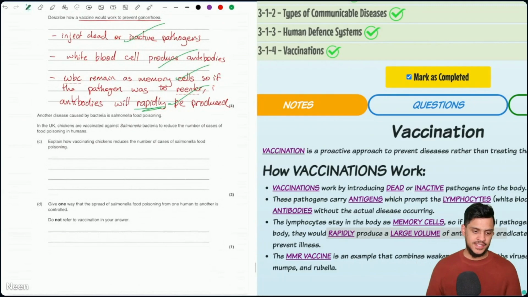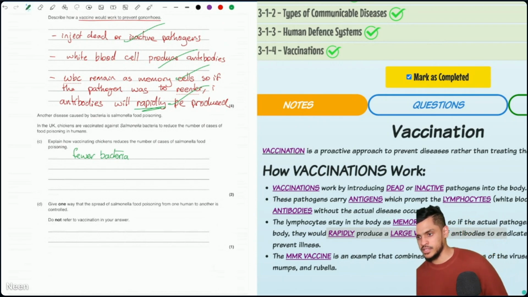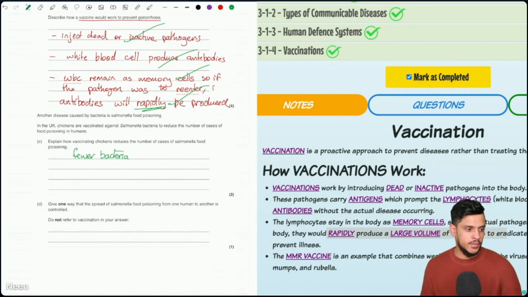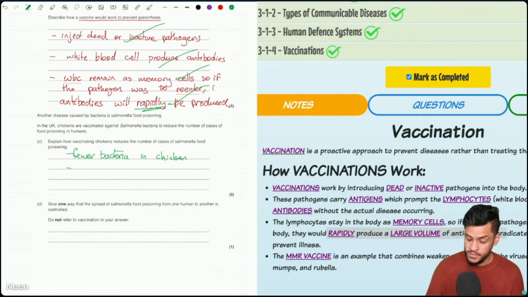How will vaccinating the chickens help? It just means that there'll be fewer bacteria. Yeah, because you're basically killing any bacteria that gets into a chicken. So if there's fewer bacteria in the chickens, it means there's going to be fewer bacteria eaten by humans.